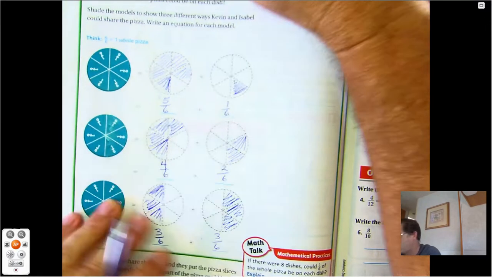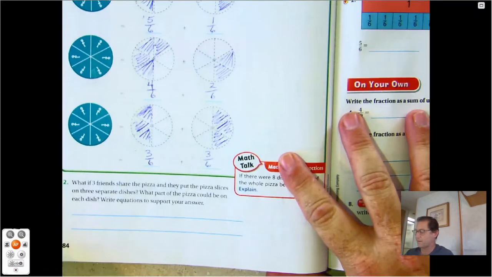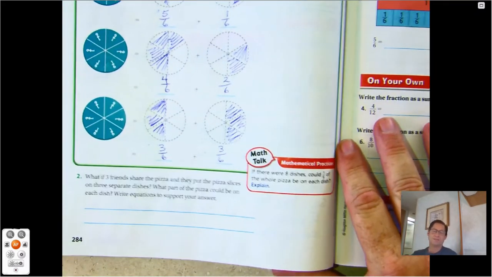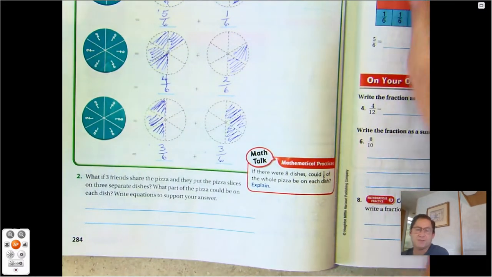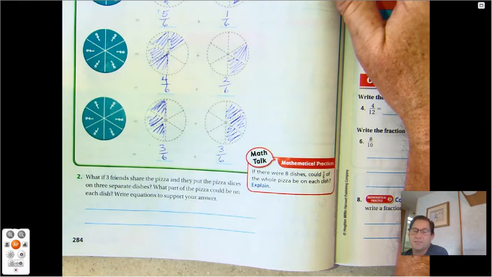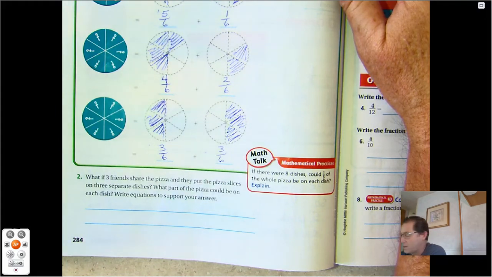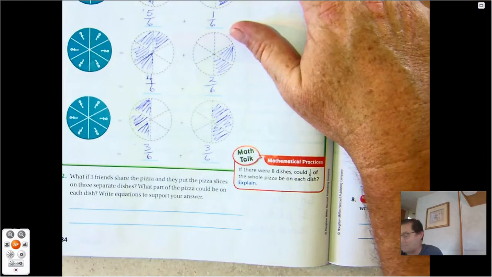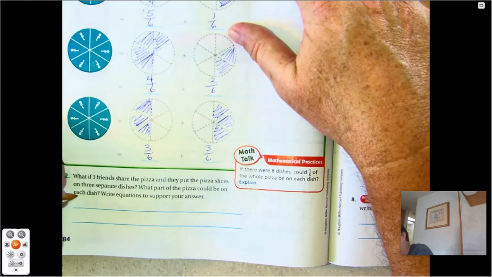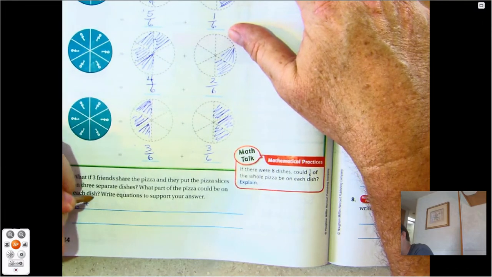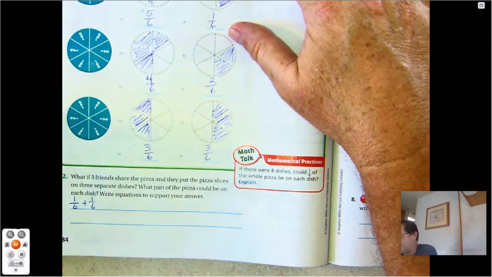All right. So what if 3 friends share the pizza and they put the pizza slices on 3 separate dishes? Well, that's the same idea. We're just going to have 3 numbers added together to give us 6/6. So, I don't know. What if 2 of them had 1/6 + 1/6, what would the third dish be?